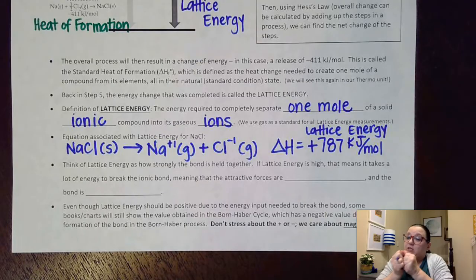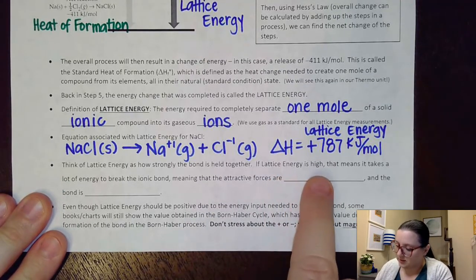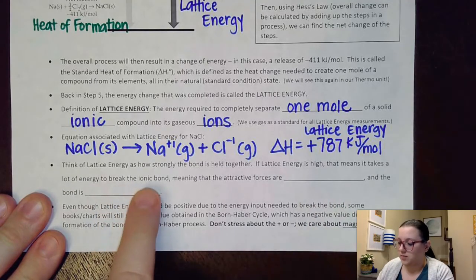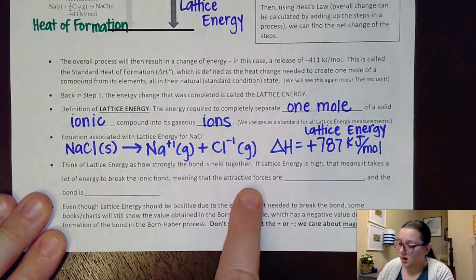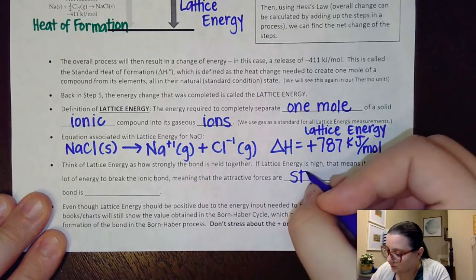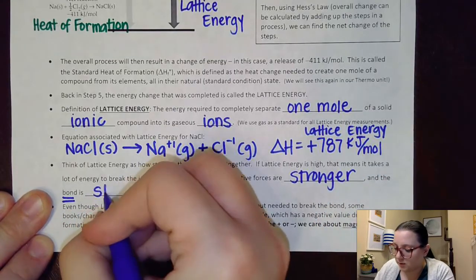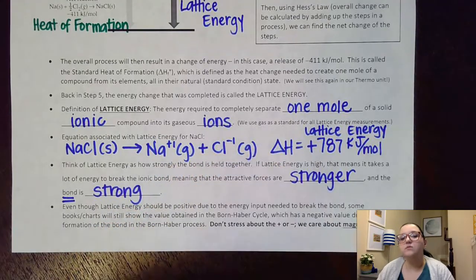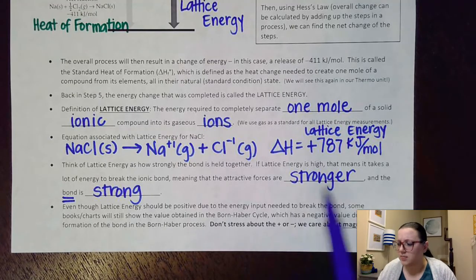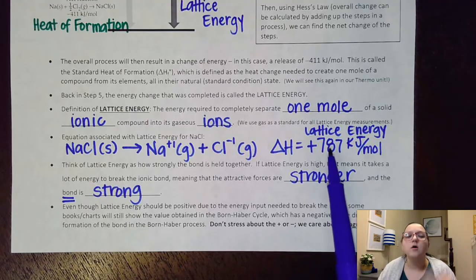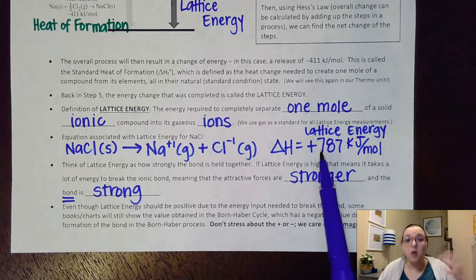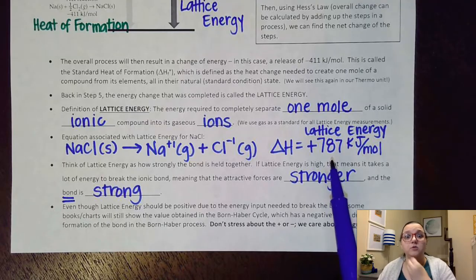Well, let's be real here. If things are held together more tightly, I'm going to need a lot more energy to undo them. So what that means down here is that if lattice energy is high, that means it took a lot of energy to break the ionic bond, meaning that the attractive forces were stronger. And we would say that the bond itself was strong. So what we're going to do in the next video is look at what could potentially make this amount of energy higher or lower for an ionic compound. What gives some compounds a higher lattice energy value than others?